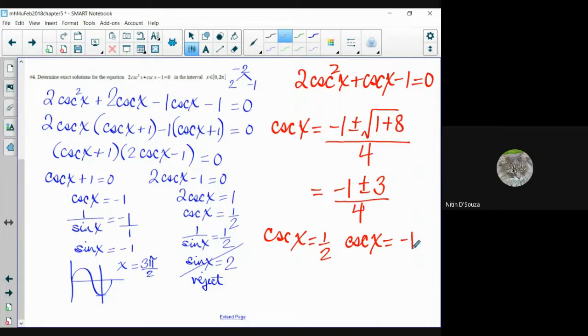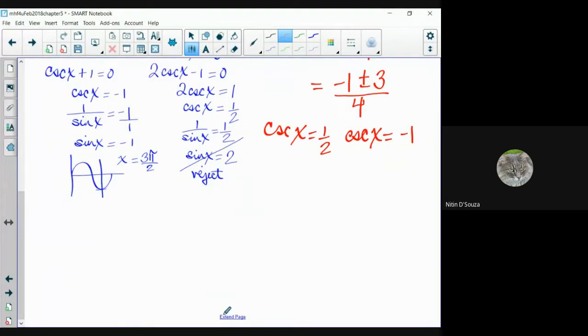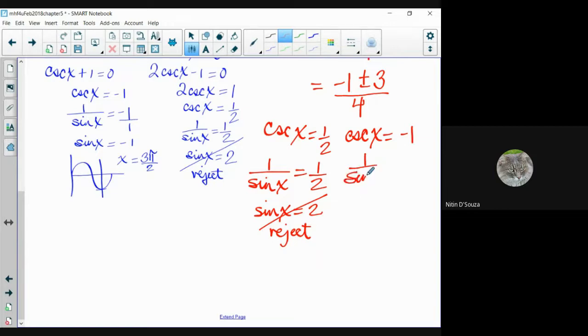You can see the same two setups over here. When you solve for it, whether you use quadratic formula or you use factoring, you still have to go through the next process of saying 1 over sine x equals 1 over 2, sine x equals 2, reject. 1 over sine x equals -1 over 1, sine x equals -1.